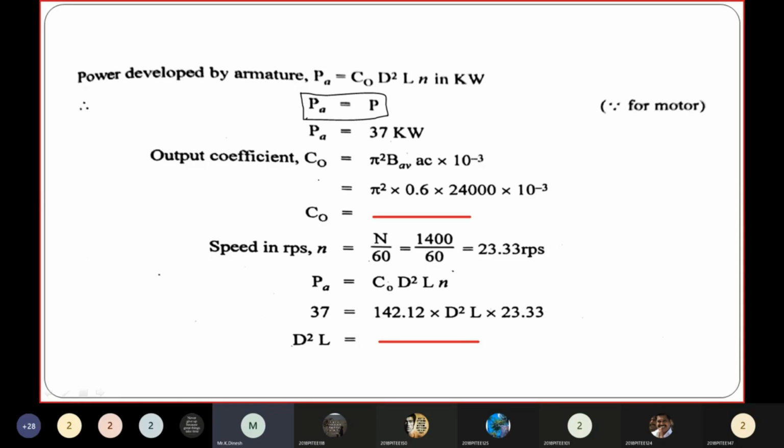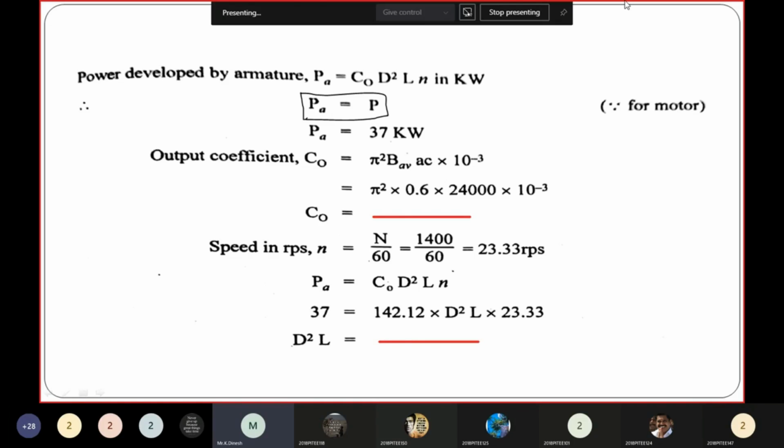And then the output coefficient C naught is pi square BAV AC into 10 power minus 3. So pi square value we know, BAV is 0.6, AC is 24,000 into 10 power minus 3. Determine the answer for C naught. Once you determine the value for C naught, find out small n, that is speed in RPS, capital N by 60. Then substitute all the values in the PA expression in order to get D square L.